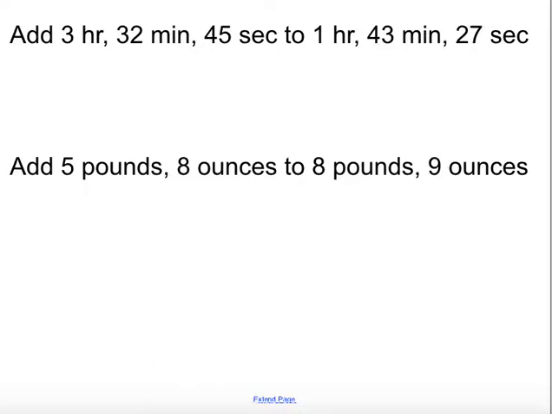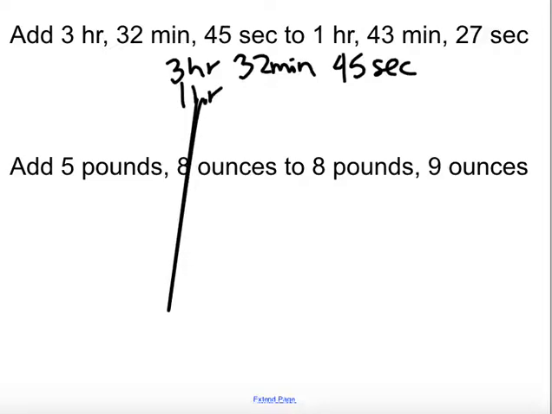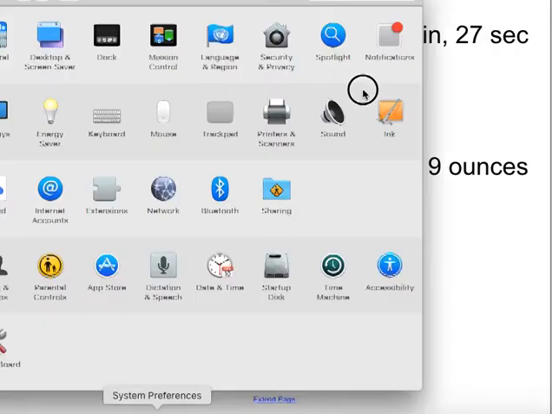All right, so let's just practice going back to our original adding these measures. So I need to add 3 hours, 32 minutes, and 45 seconds to 1 hour, 43 minutes, and 27 seconds.